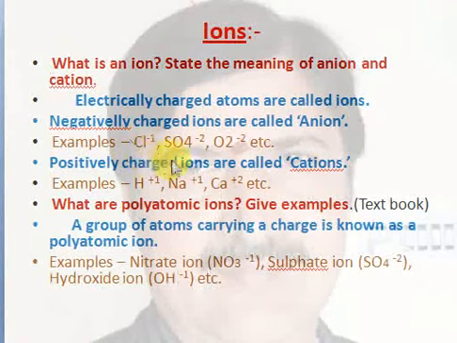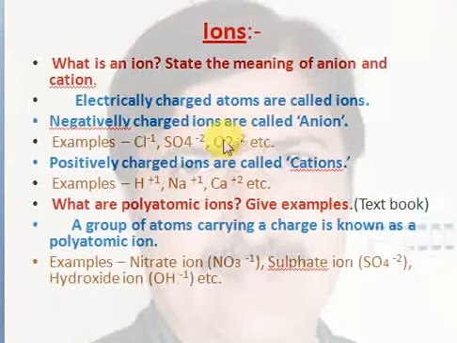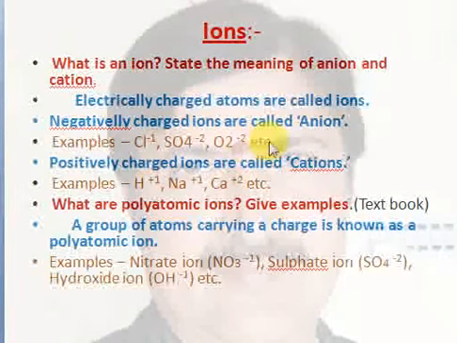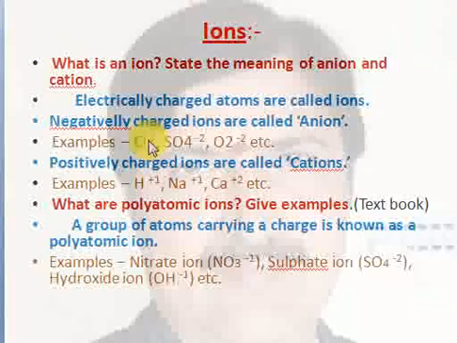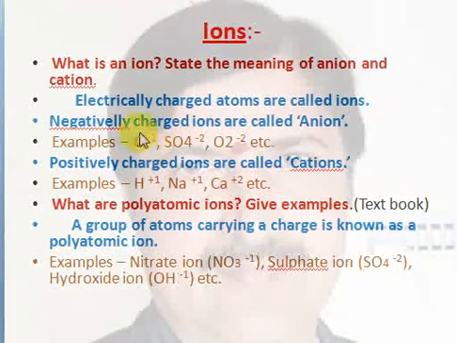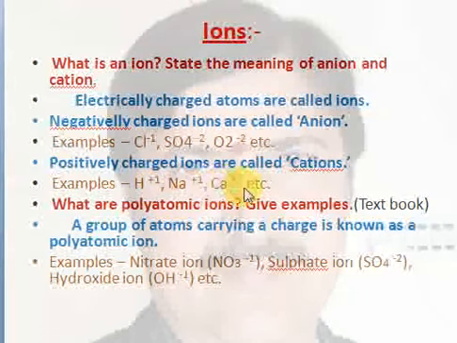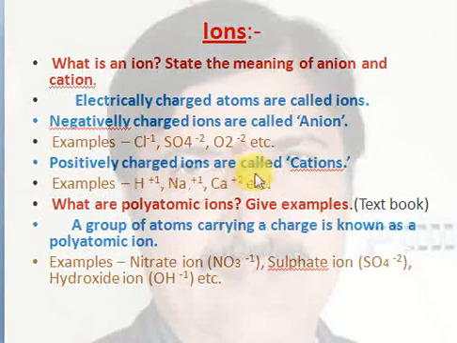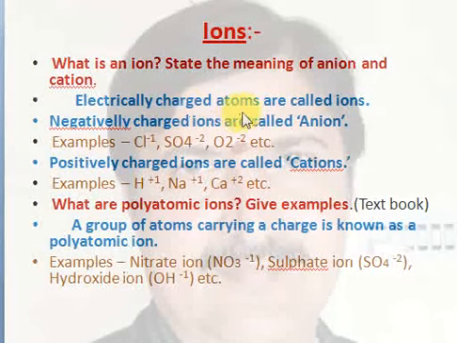So if any atom has charges, see here, minus, minus, minus. All these three elements or atoms have minus charge or negative charge. If atoms of any elements have negative charge, then they are called anion. If they have plus charge, then they are called cations. So there are two types of ions, they are cation and anion. Then what is ion? Ion is nothing but charged atom.